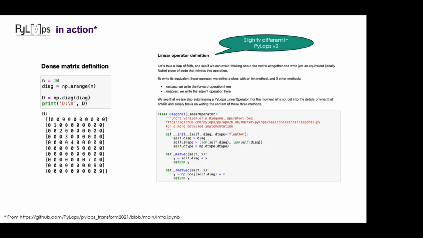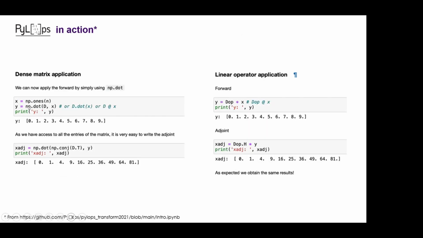Basically, what I show here is that if I have 10 elements and a vector that goes from 0 to 9, I can just apply this np.diag to the vector and I will get this diagonal matrix. Now, if I want to apply the forward, I can just apply the dot product between the matrix and the vector. And if I want to apply the adjoint, I need to transpose, complex conjugate, and then apply the dot product. And this is the vector that I will get as output if the input is full of ones using NumPy.